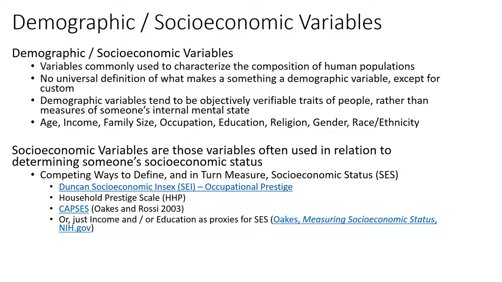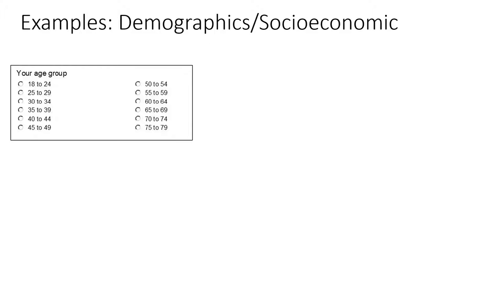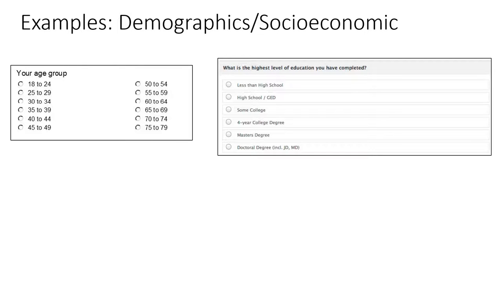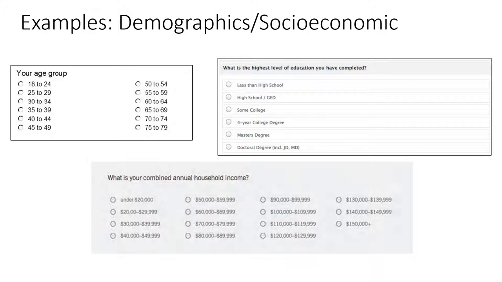Especially you as applied marketing researchers, if you're interested in socioeconomic status as something to identify a market segment, just measuring someone's income or education level does serve as a decent proxy of that. So let's provide some illustrative examples here of typical demographic and socioeconomic variables. Here we have a measurement of someone's age, highest level of education that they've completed, and their combined annual household income. So all three of these would comprise types of demographic measures, where the education level and the household income measurement would be indicators that we could use to determine socioeconomic status.